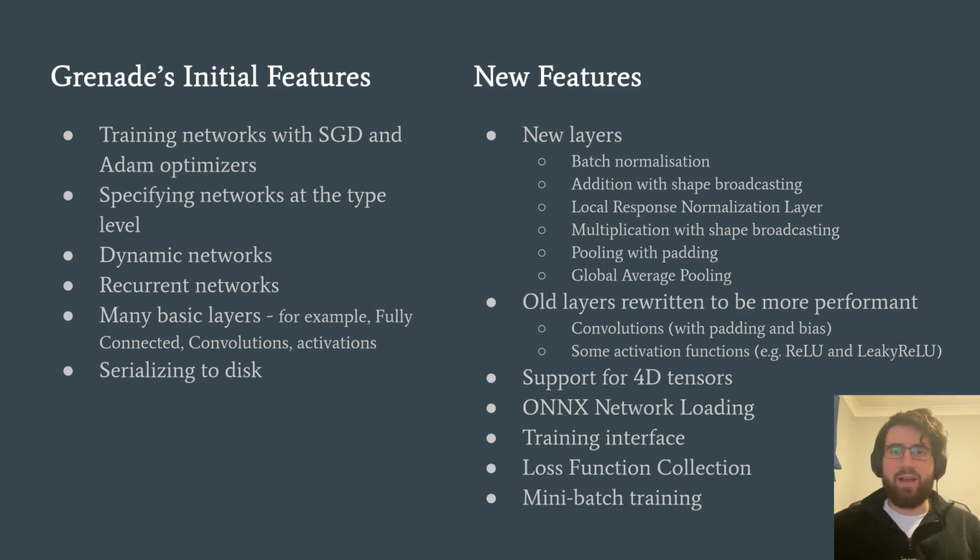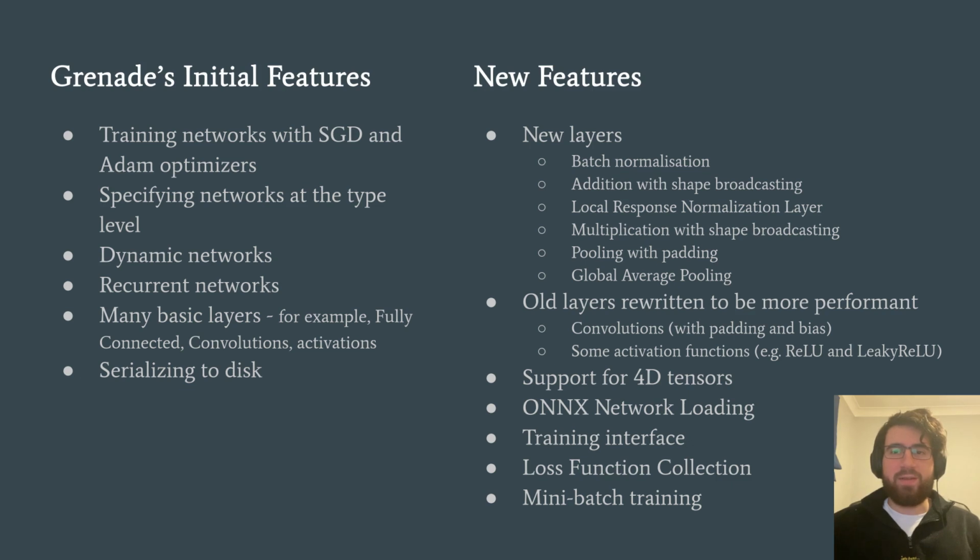And we had to rewrite a lot of the old layers to support new features. For example, convolutions now support padding and biases, allowing more freedom in defining neural networks. Leaky ReLU was fixed to avoid some bugs that we caught as we expanded testing, and now supports a variable parameter. We also support 4D tensors now, which allows for greater, more complex networks to be defined in Grenade.